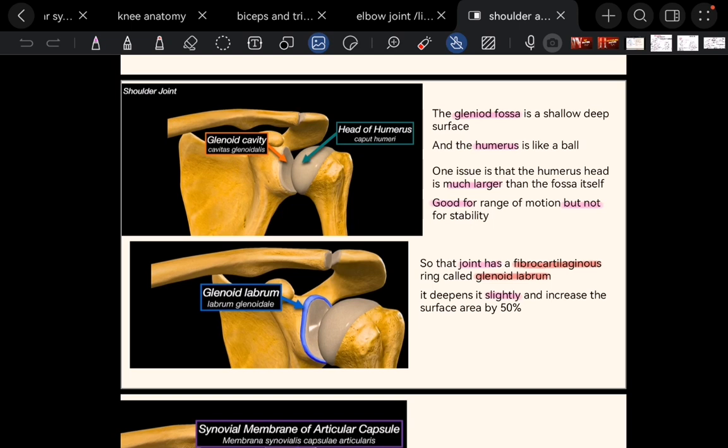So around the glenoid fossa, there is a fibrocartilaginous ring called the glenoid labrum. This deepens it slightly, increasing the surface area by about 50%. So it has a more stable way of supporting the shoulder.